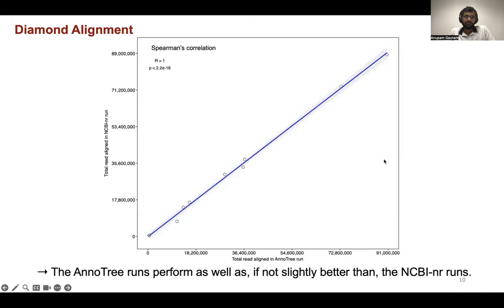When we look at the correlation of the total number of reads aligned by Diamond for each sample against the AnnoTree database, with respect to the total number aligned against the NCBI NR database, the slope is always equal to one. So even with a smaller database, Diamond is aligning a similar number of reads. For this plot, on the x-axis you have the AnnoTree run, and on the y-axis you have the NCBI NR aligned reads. So we can say AnnoTree performs as well, if not slightly better than NCBI NR.